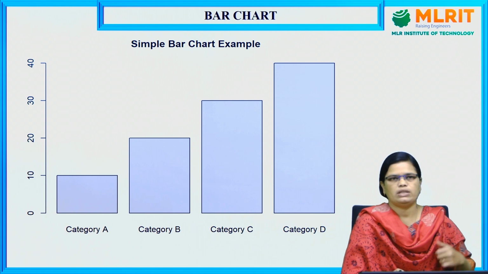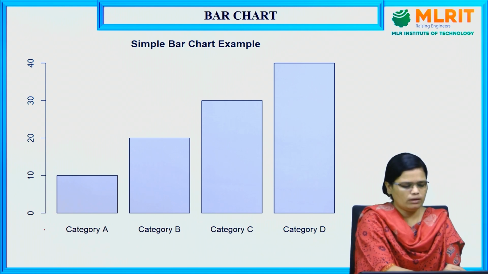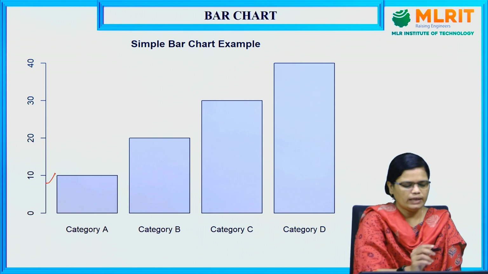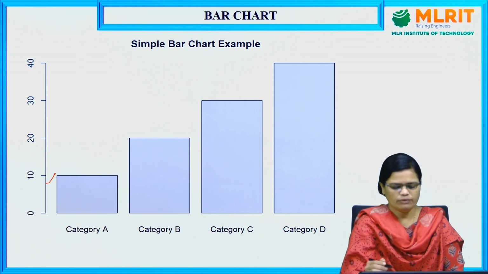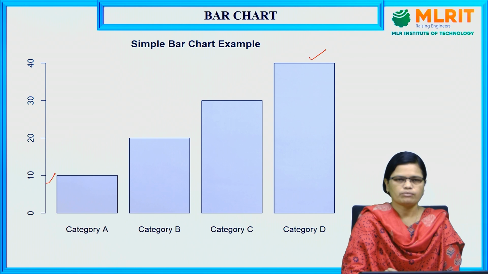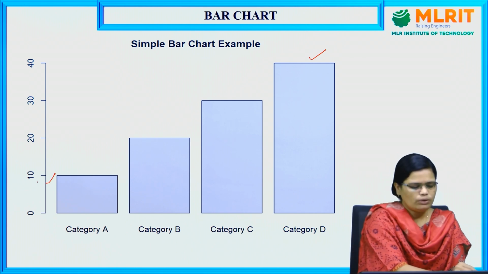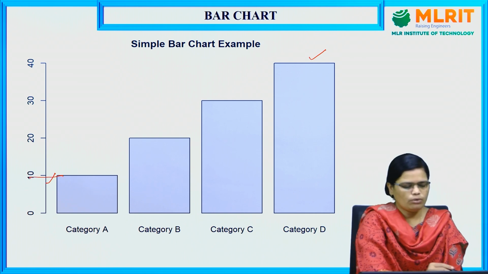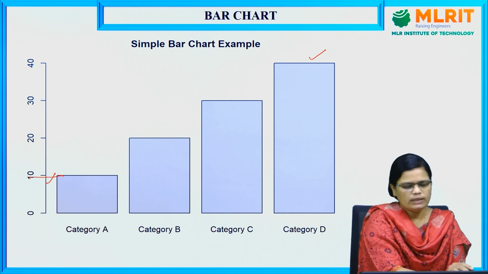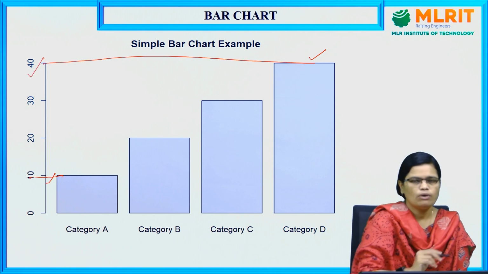Look at the visualization. Same values: for category A we have taken 10. For the category D we have taken 40 as the value. Look at how it is displayed in the bar chart. A is correlating with the axis value 10 here, and D is correlating with the value 40.